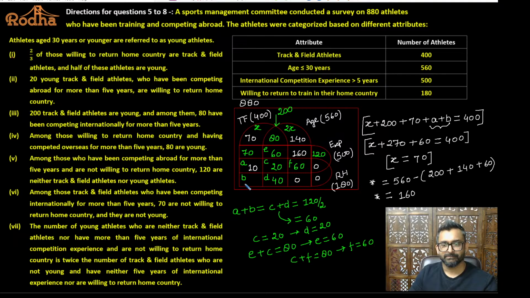Yes or no? What is the value of a? A is nothing, it's 500 minus these numbers, 70 plus 60 plus 160 plus 120 plus 20 plus 60. Do you agree with this? So 280, 300, 420, 490. So a is equal to 10. If a is equal to 10, I know the value of a plus b. What is the value of a plus b? 60. So b will be 50.